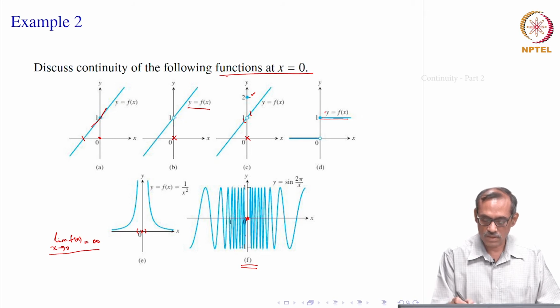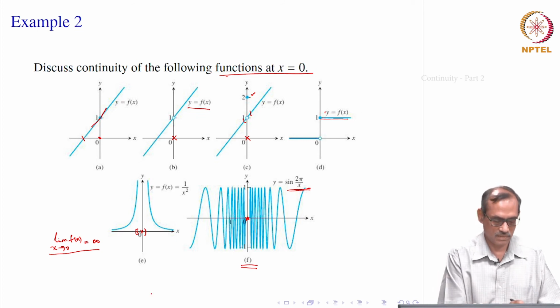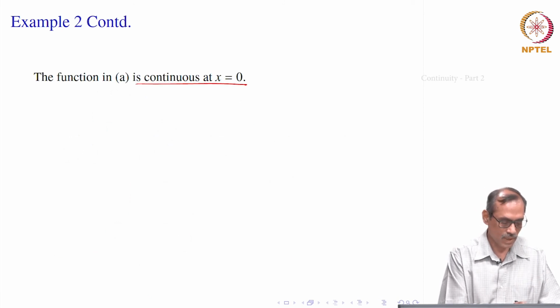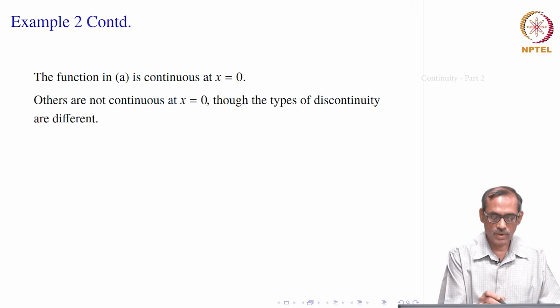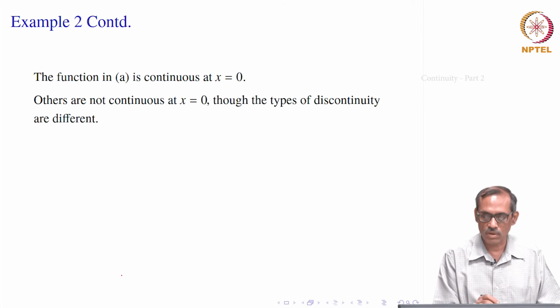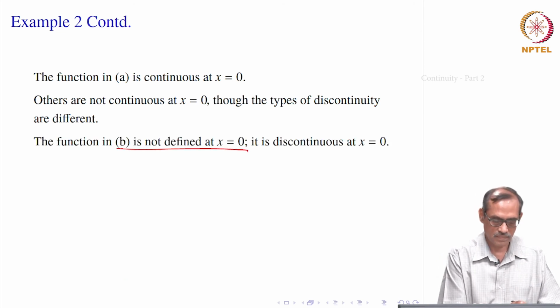We cannot, because it is oscillating, though it is bounded, unlike the last case. In the last case, it was becoming unbounded in a neighborhood of 0. Here it remains bounded between -1 and 1, however, the limit does not exist, and also the function value is not specified. Therefore, it is discontinuous there. You can see various possibilities of discontinuity here. So, what we write is, all the others are not continuous at x equal to 0, though the types of discontinuity are different.